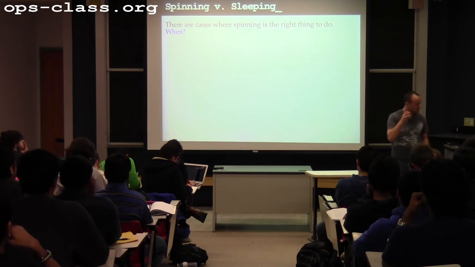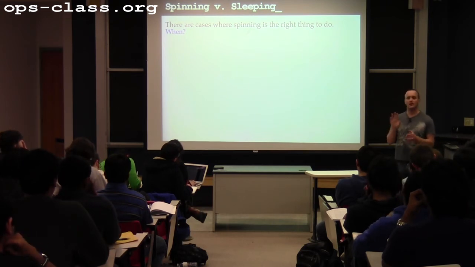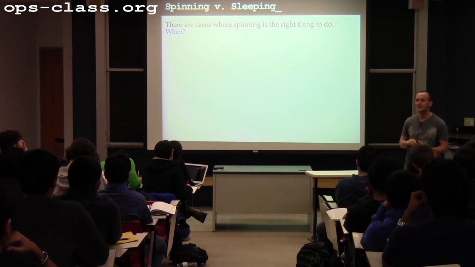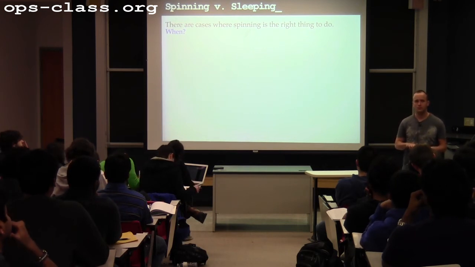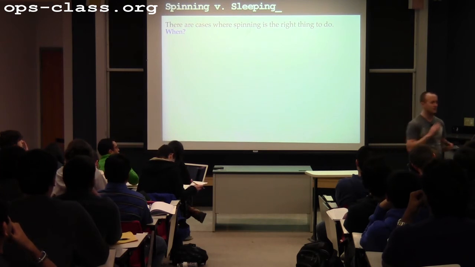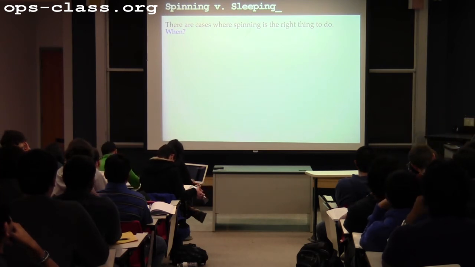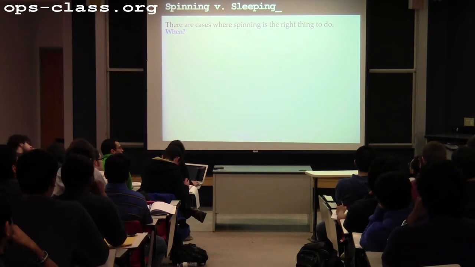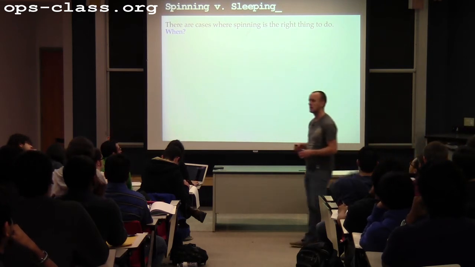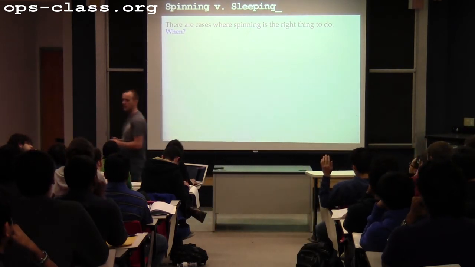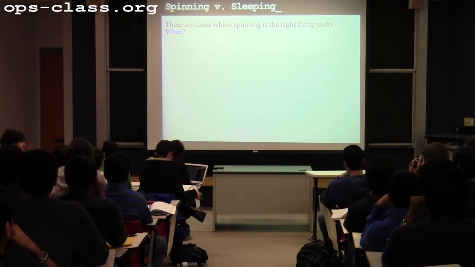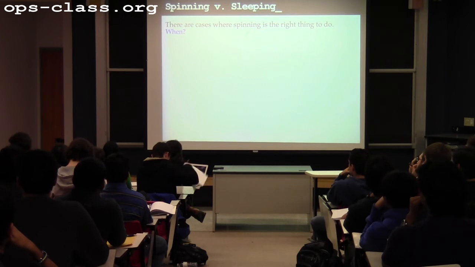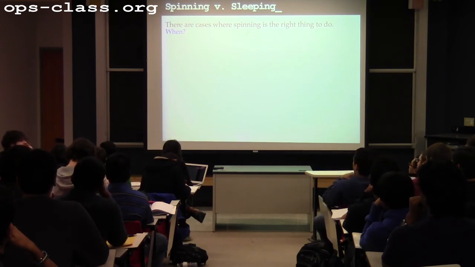So again, there are a couple of interesting cases where spinning is actually the right thing to do. I've made it sound like sleeping is a far superior approach. I mean, if I try to get a lock and the lock is held, I should just go to sleep and rely on someone to wake me up when somebody leaves the critical section and I can reacquire the lock. What do you think is one case where spinning might be more effective? Yeah. Anytime it's a really short critical section. Yeah, so when my critical sections are really short, spinning might be a better idea. Why? Yeah, Scott.